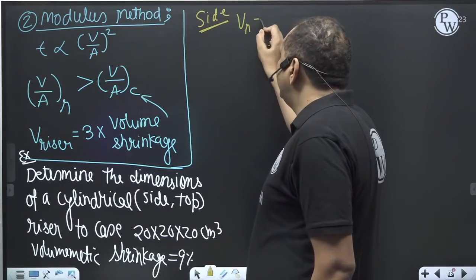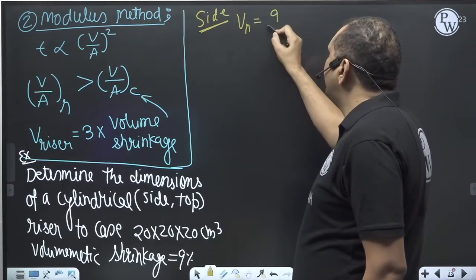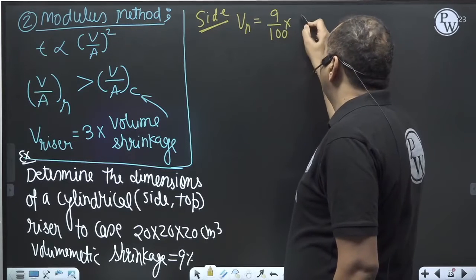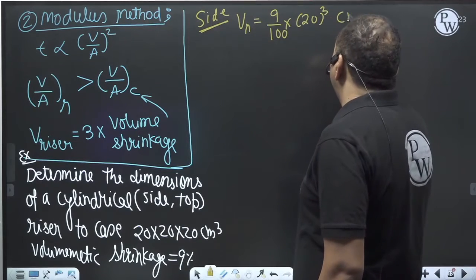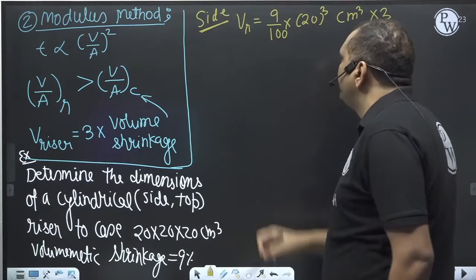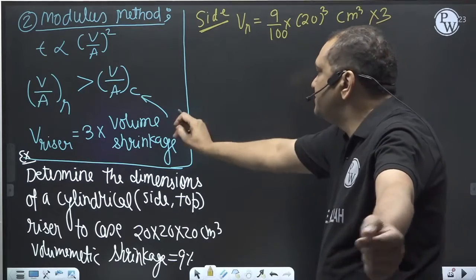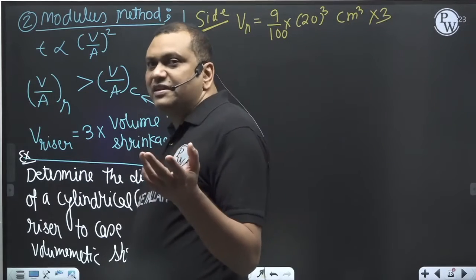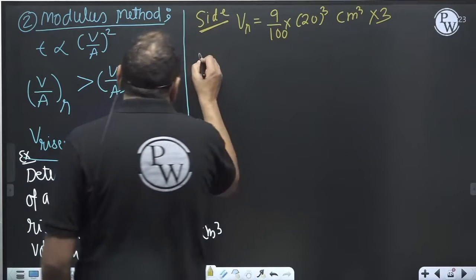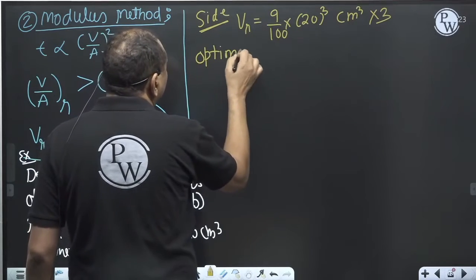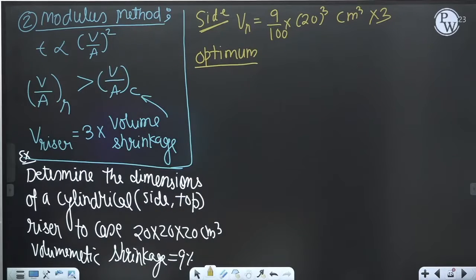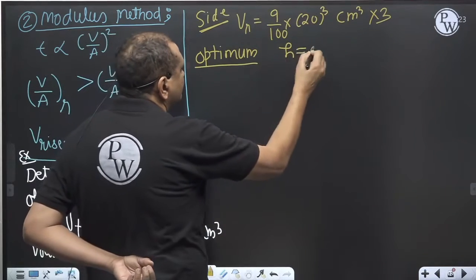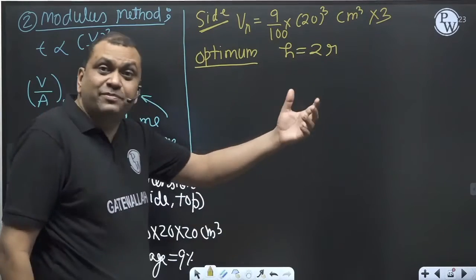Volume of riser is nothing but 9% of 20 whole cube, that many centimeter cube, into 3, because volume of riser is 3 times the volume shrinkage. And previously we have calculated the optimum condition for side riser, H is equal to 2R. We have differentiated and proved it, no?